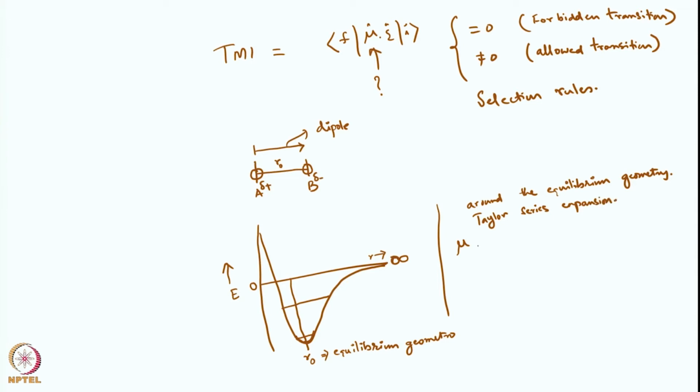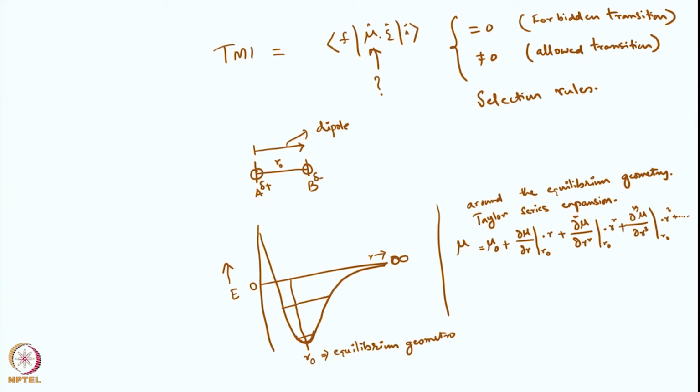Okay. So what I will write: mu is equal to mu naught plus d mu by dR evaluated at R naught into R, plus d square mu by dR square evaluated at R naught into R square, plus d cube mu by dR cube evaluated at R naught into R cube, plus etc. One can write a Taylor series.